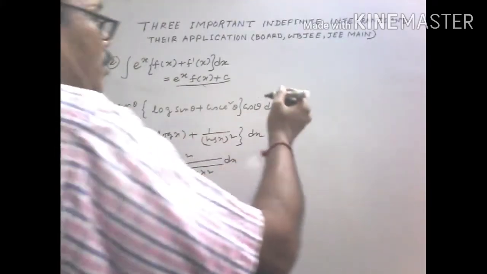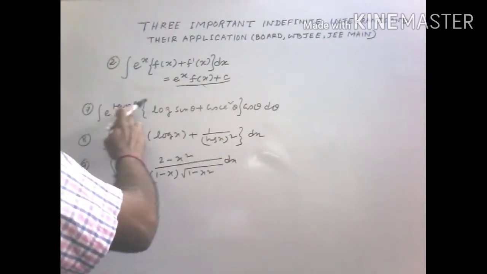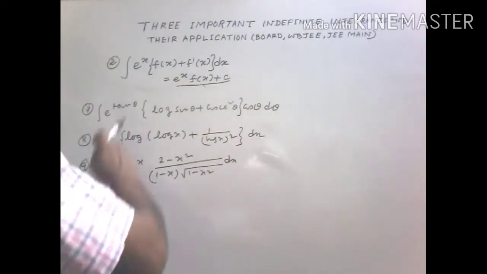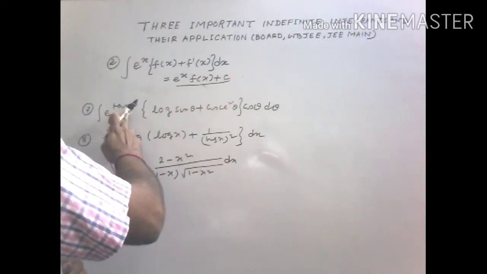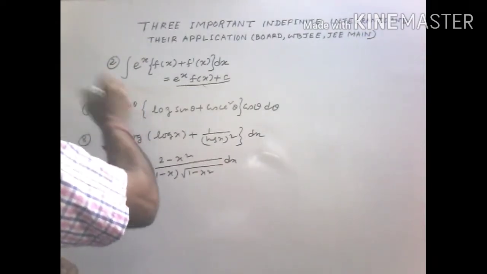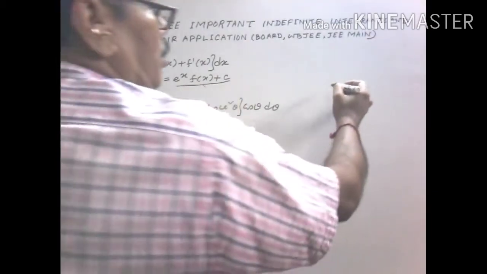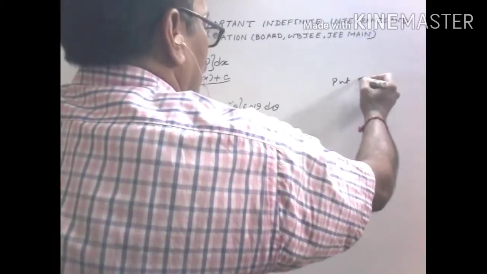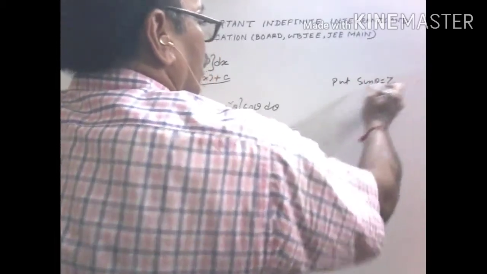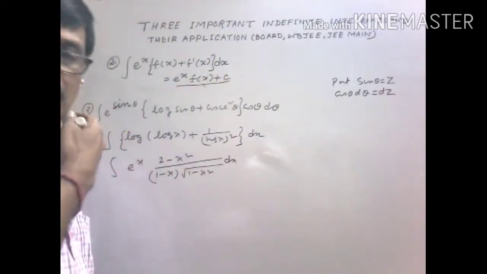Now, what is our main aim? To put it in standard form, e to the power. So the obvious transformation is, sorry, this one is sin theta. So correct it: e to the power sin theta. Derivative of sin theta is cos theta. So the obvious transformation is sin theta equals z. So cos theta d theta equals dz.